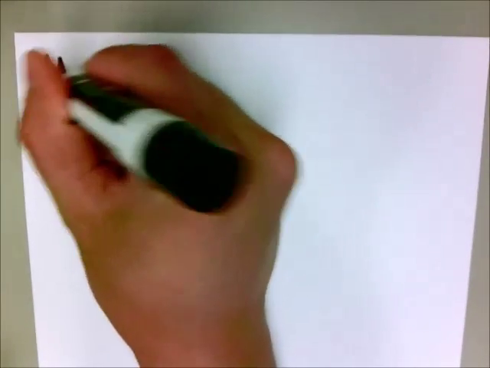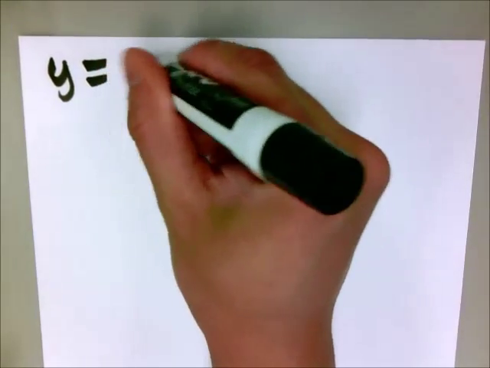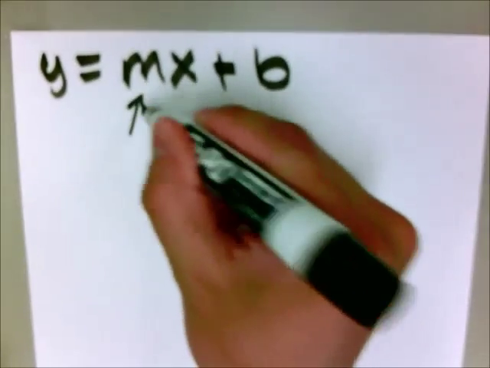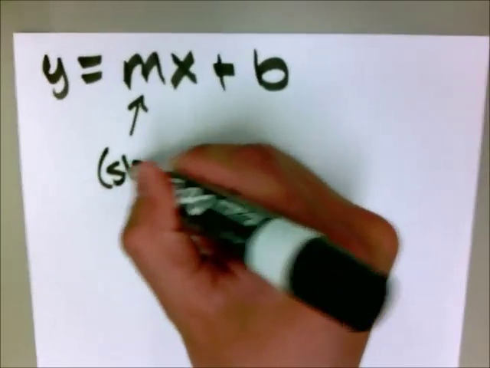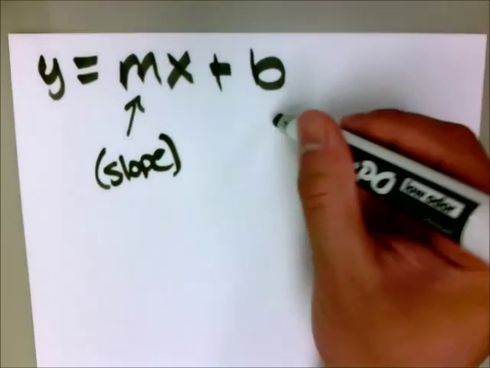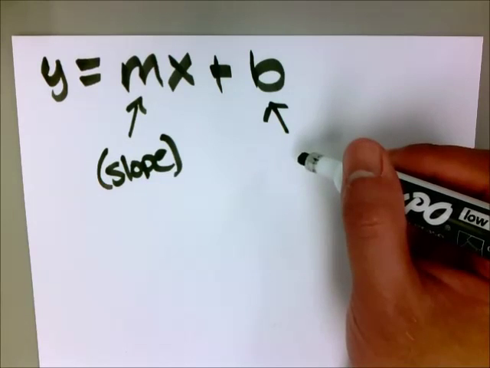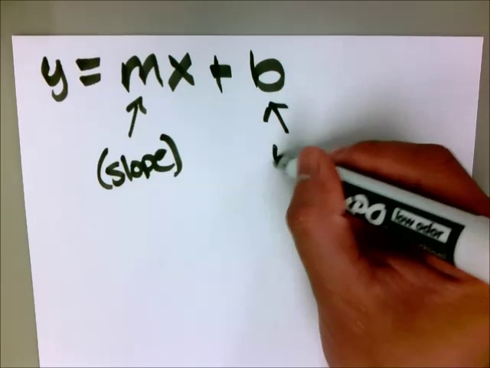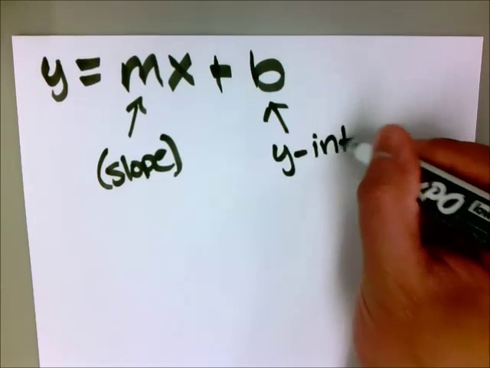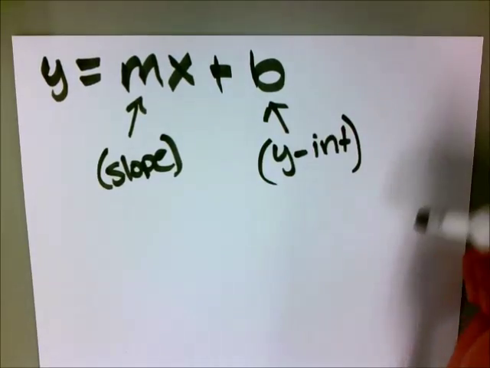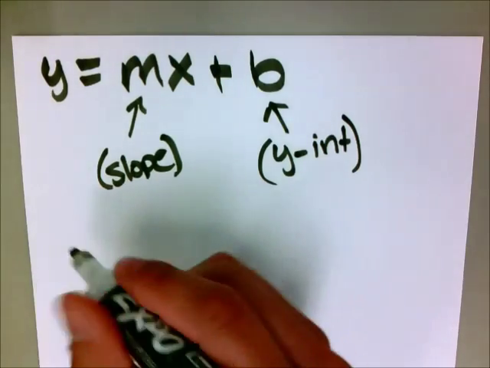A line is in the form y equals mx plus b. Okay? Where the m here stands for slope. Don't ask me why, I actually don't know that. You'd think they'd pick a different letter, but yeah, they picked M. And then b here is the y-intercept. Okay? I'm going to shorten it to y-int. That's your y-intercept. Now let's define what both of these things actually are.